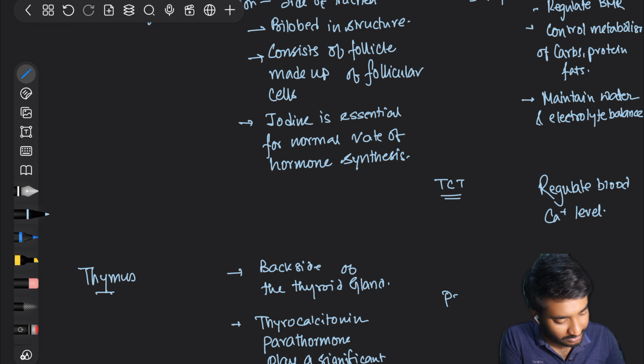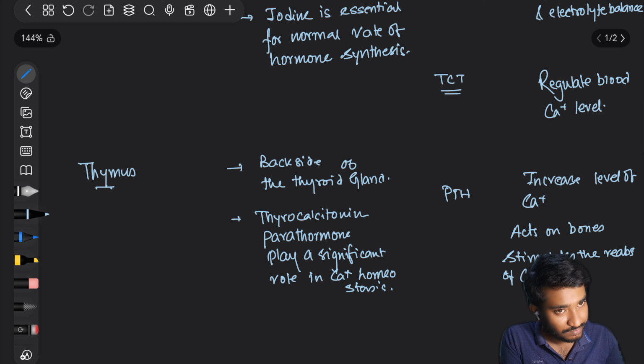Next, coming to parathyroid hormone, that is the PTH. It increases the level of calcium, acts on bones, stimulates the reabsorption of calcium, and increases reabsorption of calcium from digested food.